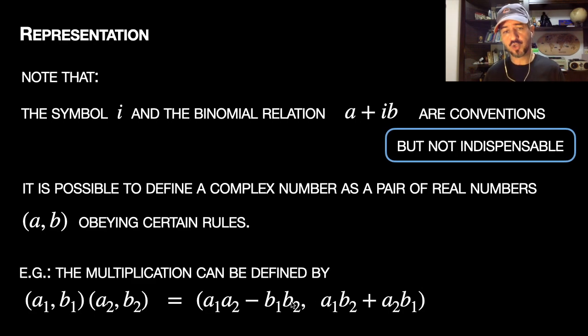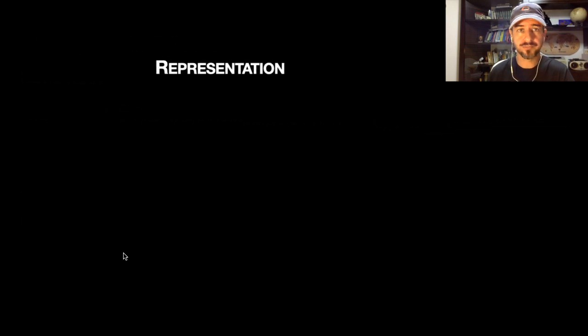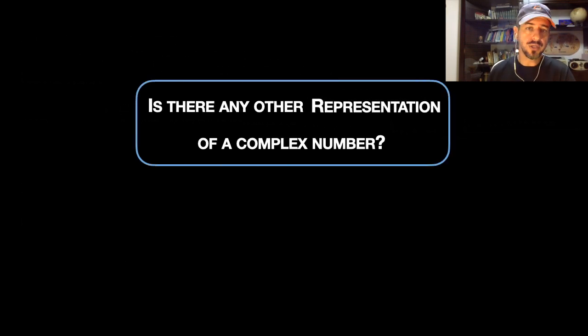So if we define this rule of multiplication, we can use the representation of a pair of two real numbers to express a complex number. The idea here is to say that the form a plus ib is just a representation of a complex number. Just a representation. We could use a different representation. So the question now is: is there any other representation of a complex number?